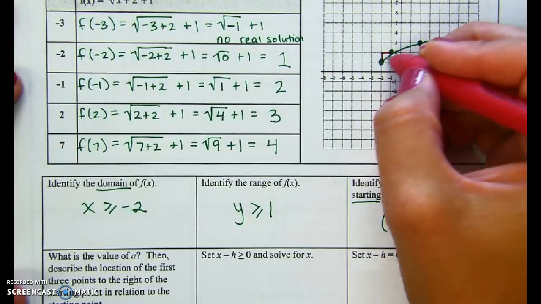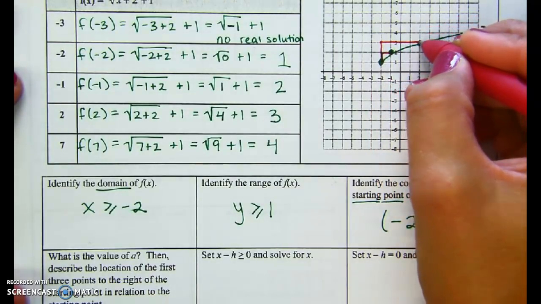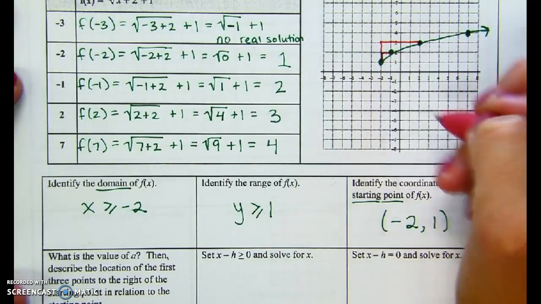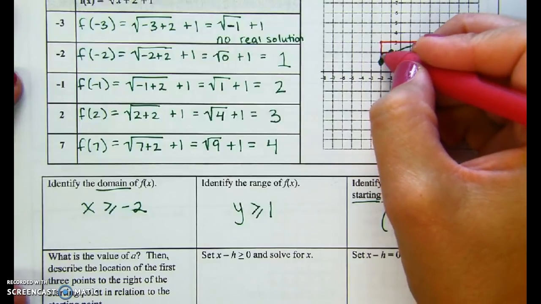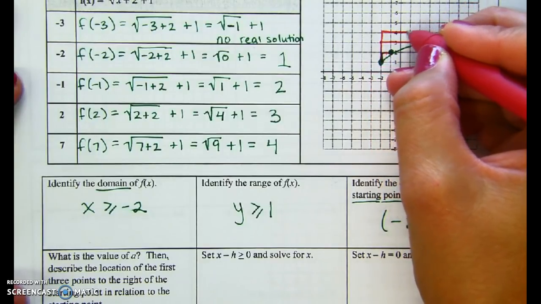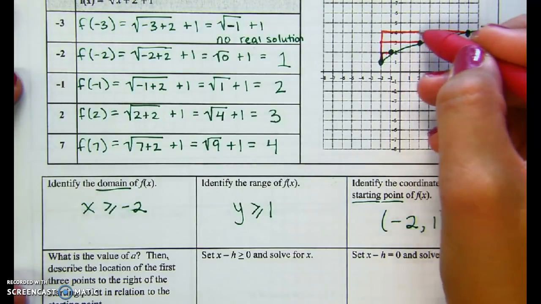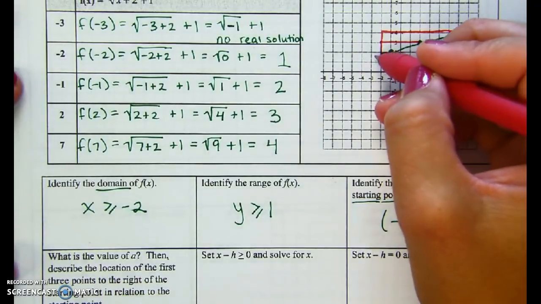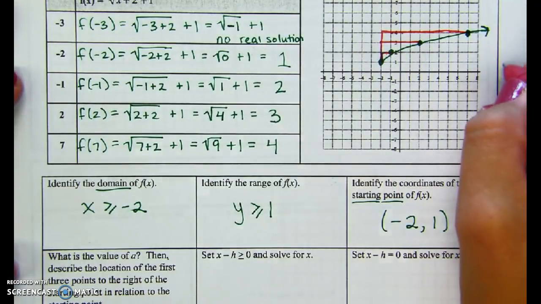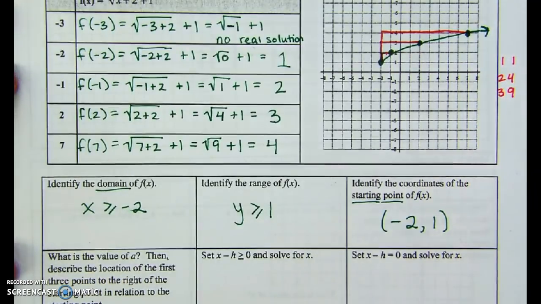The second point: up 2 over 4. So we had 1, 1, and then we had 2, 4. Okay, watch the third point. Up 3 over, how much is that? 1, 2, 3, 4, 5, 6, 7, 8, 9. So 1, 1, 2, 4, 3, 9.